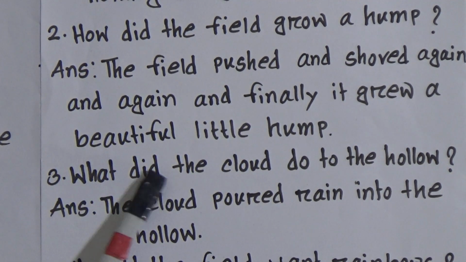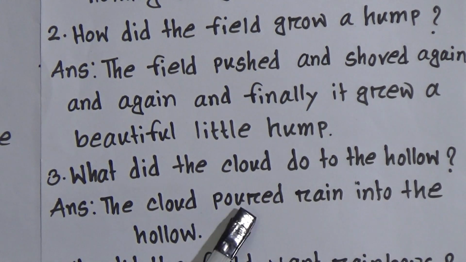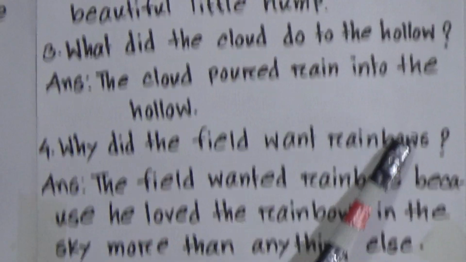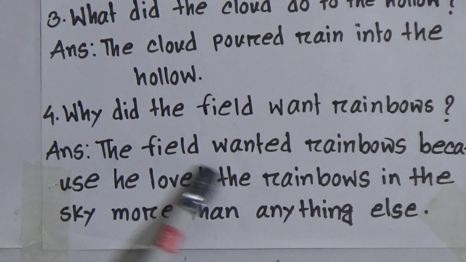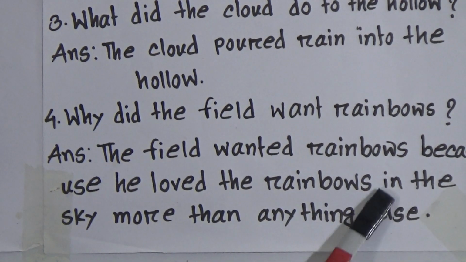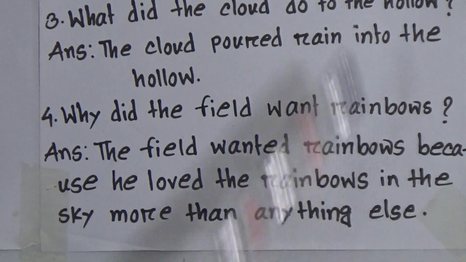Number 3, what did the cloud do to the hollow? Answer, the cloud poured rain into the hollow. Last question, why did the field want rainbows? Answer, the field wanted rainbows because he loved the rainbows in the sky more than anything else. These are our 4 question answers.